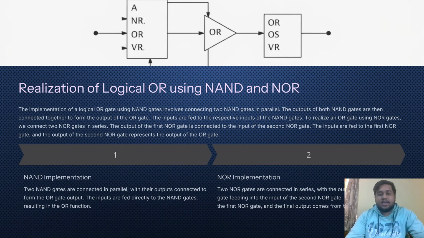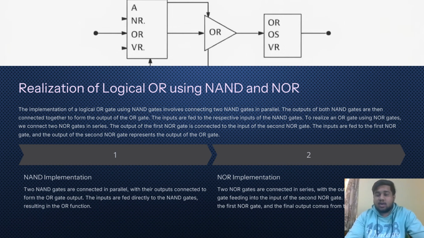Guys, now let us see realization of logical OR using NAND and NOR. The implementation of logical OR gate using NAND gates involves connecting two NAND gates in parallel. The outputs of both NAND gates are then connected together to form the output of the OR gate. The inputs are fed to the respective inputs of the NAND gates.